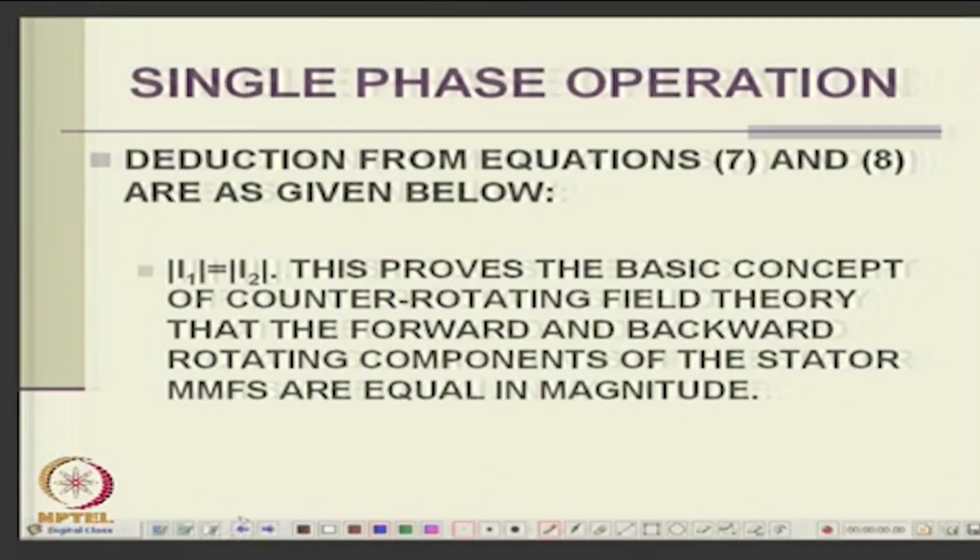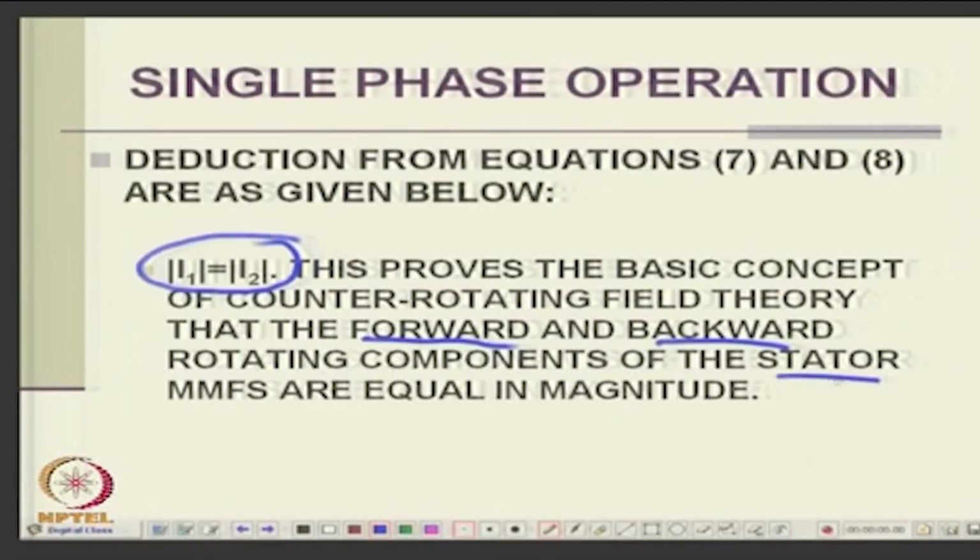Okay. Now, in this case, one thing we found out was, for this connection I1 equal to I2, right. I1 equal to I2 means what? What does that physically mean? Magnitude of I1 equal to magnitude of I2. What does it mean? It means that the forward and backward rotating components of the stator MMFs are equal. That is what it means. Forward and backward rotating MMFs in a 3 phase induction motor with one line disconnected, this is what the situation is. Okay.